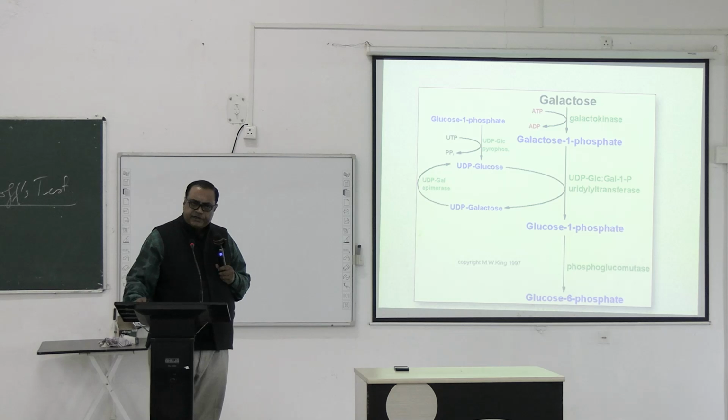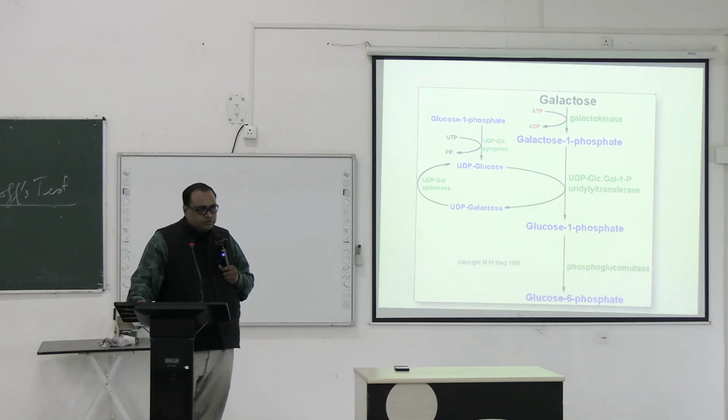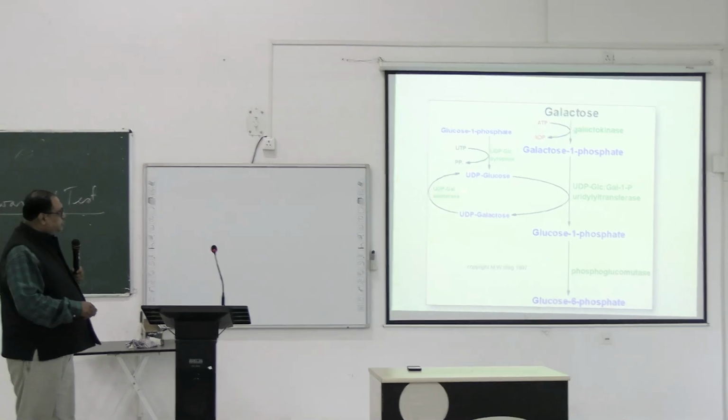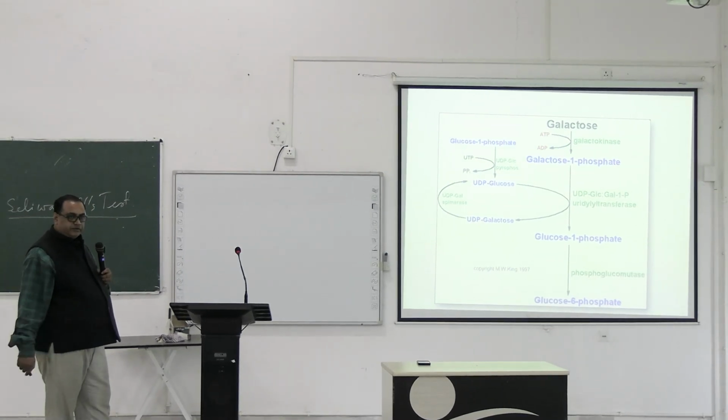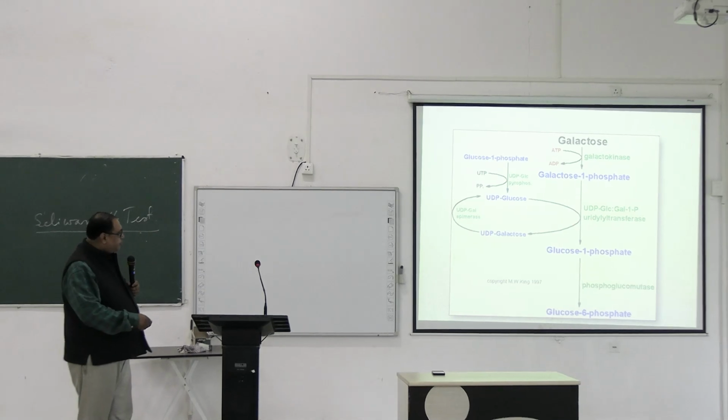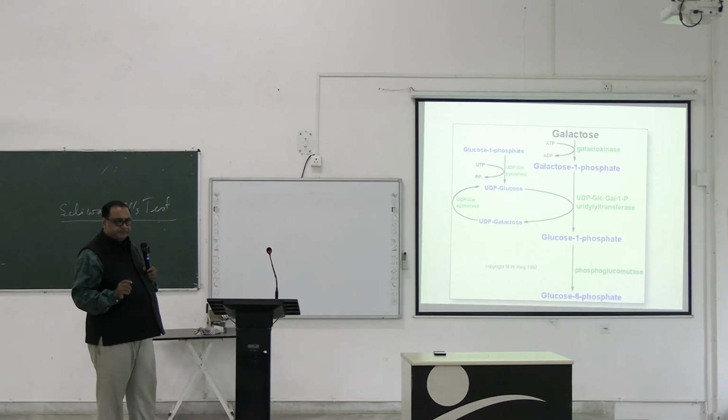Glucose to glucose 6-phosphate by glucokinase. Glucose 6-phosphate to glucose 1-phosphate by phosphoglucomutase, the initial step for glycogen synthesis. Right? So glucose 1-phosphate is then converted to UDP-glucose. It's the same pathway as for glycogen synthesis. Up to UDP-glucose, it will be the same.